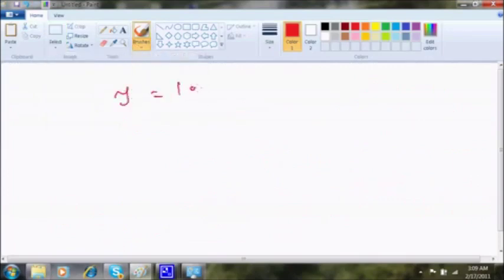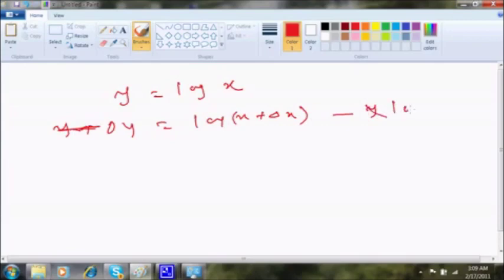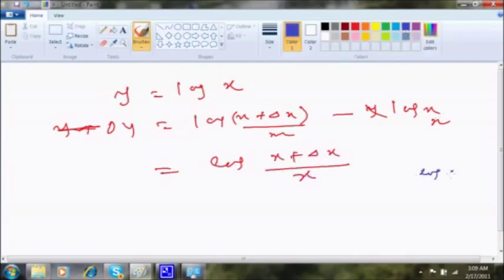y equals log x. Now y plus delta y is log of x plus delta x. Minus y, which is log x. Log of m minus log of n is log of m by n. So this is log of x plus delta x by x, using the formula log m minus log n is log of m by n. So finally here it is delta y. I'm writing a delta x here.